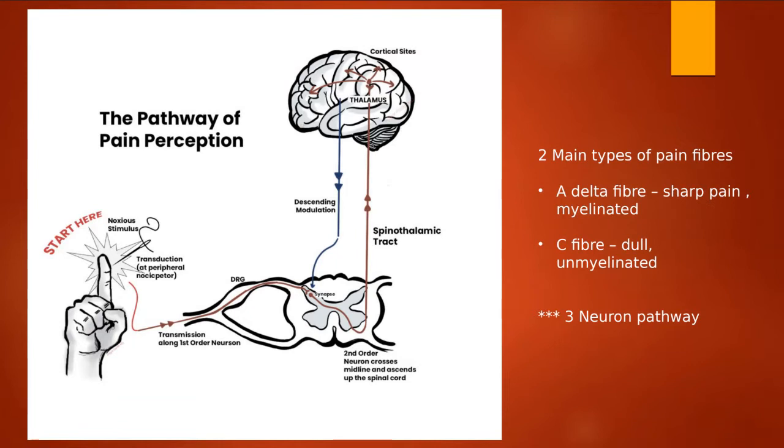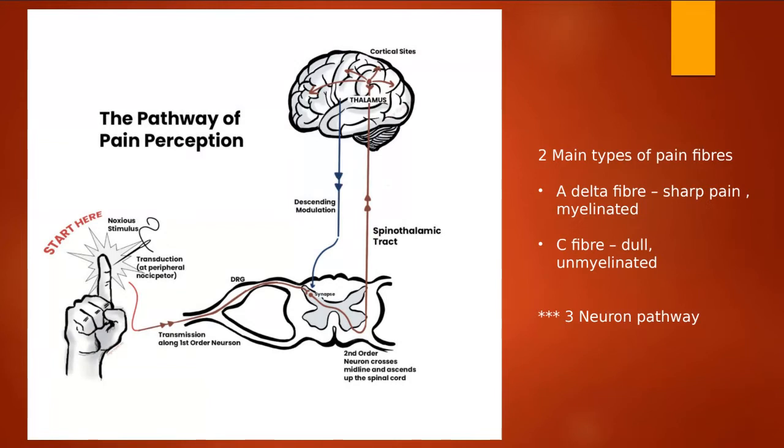So a good example of C fiber triggered pain would be things like stomach ache, where you know that the pain is coming from your stomach area, however, you don't know exactly where it is coming from. So the difference between A delta fiber and C fiber is that one's myelinated and the other's unmyelinated, one's sharp, localized, whereas the other's dull and unlocalized.